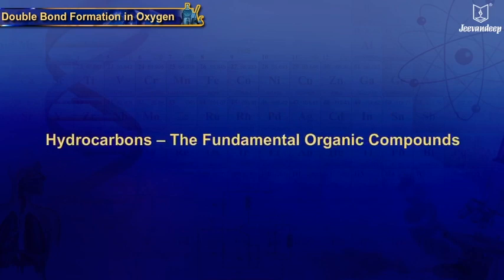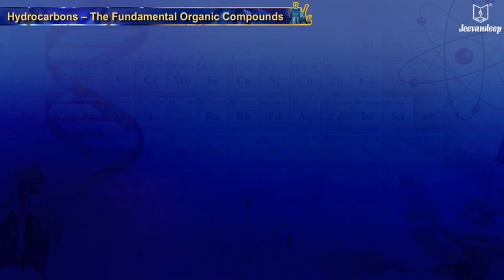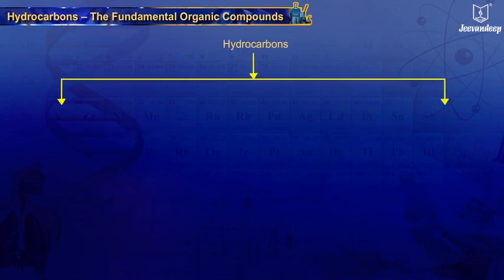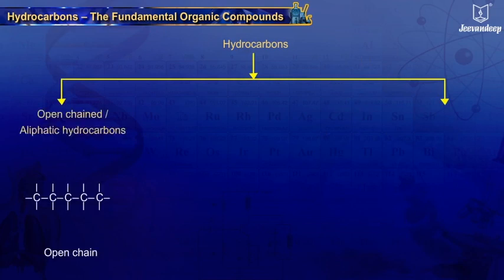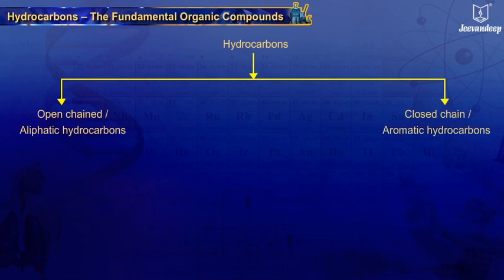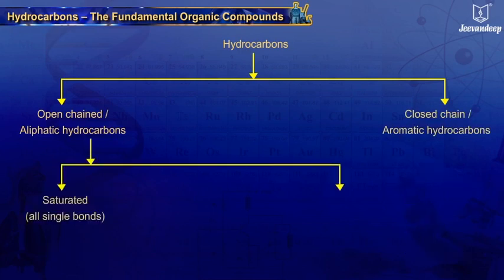Hydrocarbons, the fundamental organic compounds. Some of the hydrocarbons also contain oxygen, halogens, and sometimes nitrogen and sulfur. In general, the hydrocarbons can be classified as open-chained or aliphatic hydrocarbons and closed-chain or aromatic hydrocarbons. The open-chained hydrocarbons can be saturated or unsaturated depending on the types of bonds present in the molecules.